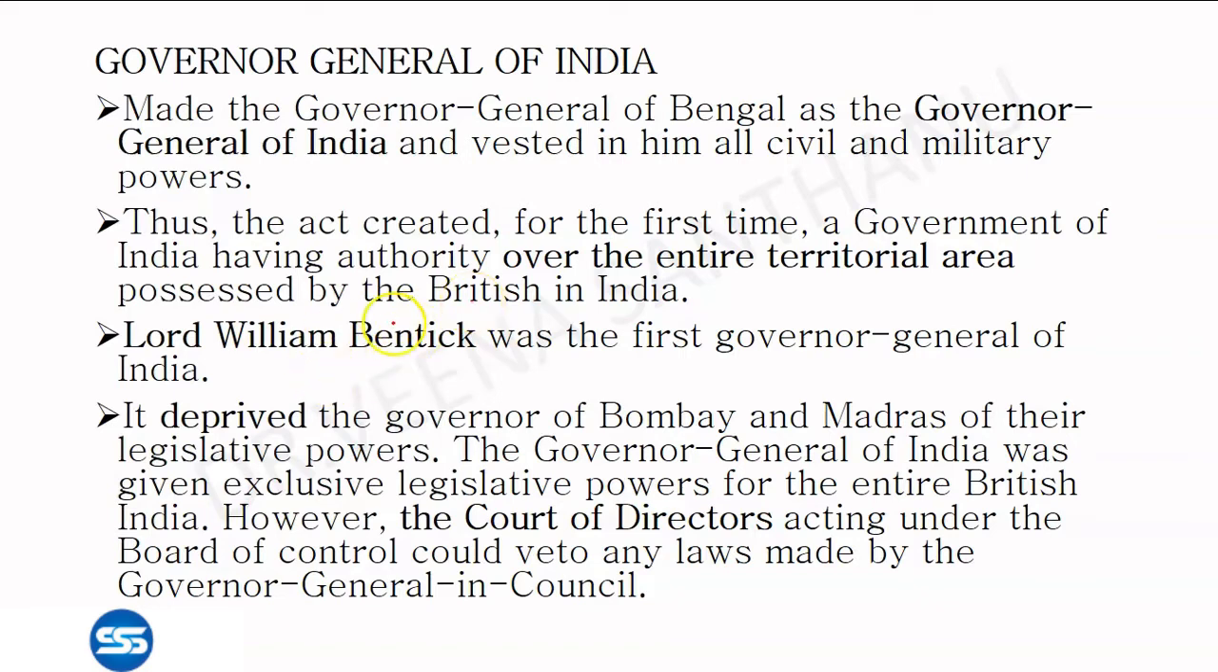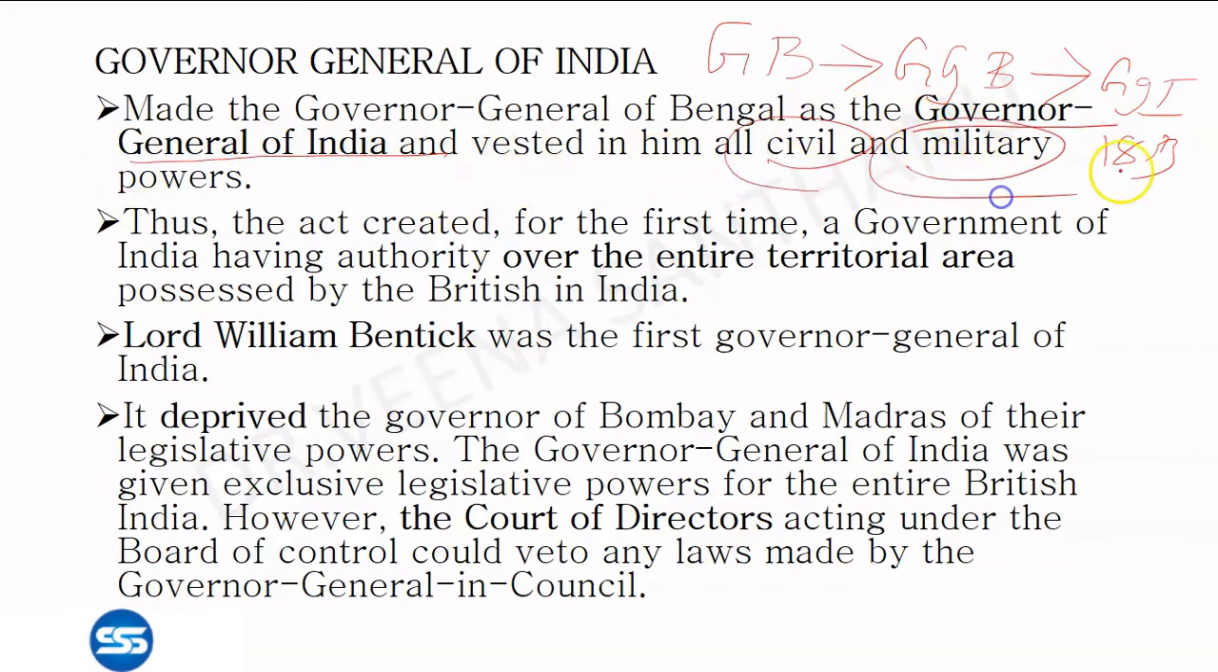So, initially you already know that there were Governors of Bengal. The Governor of Bengal got converted into Governor General of Bengal in the Regulating Act. Now it got converted into Governor General of India through the 1833 Act. So the Governor General of Bengal was made the Governor General of India, and vested with all civil and military powers.